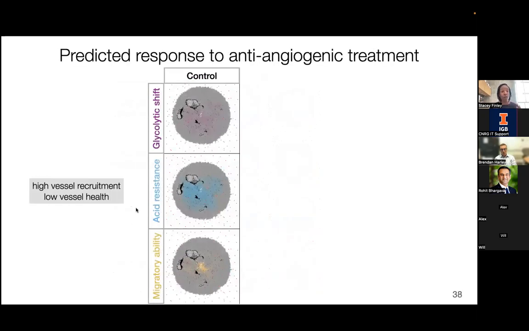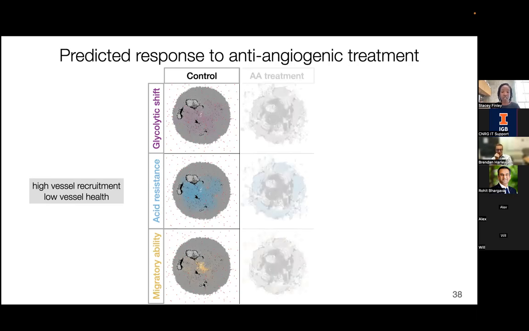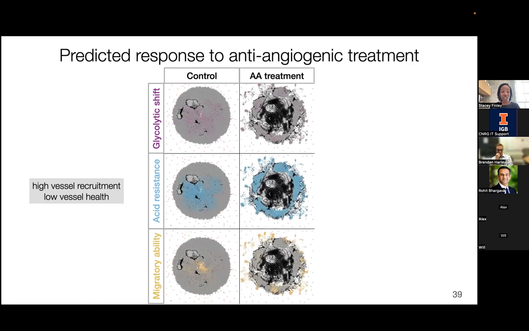Now we can take a step forward and say, well, what happens in response to anti-angiogenic treatment? And we can see now if we just stick with one environmental condition, which is having high vessel recruitment and low vessel health, we can see again what happens without any treatment at all. The cells are quite contained in this circular morphology. But when we add anti-angiogenic treatment, it certainly has the effect of reducing formation of blood vessels. So fewer blood vessels are present here. Certainly in the center of the tumor, we don't have many of the red dots there.